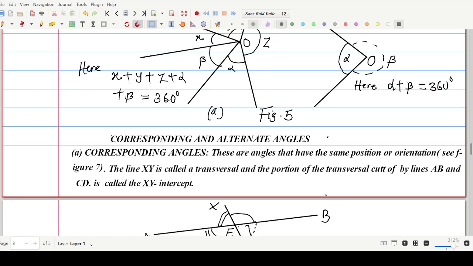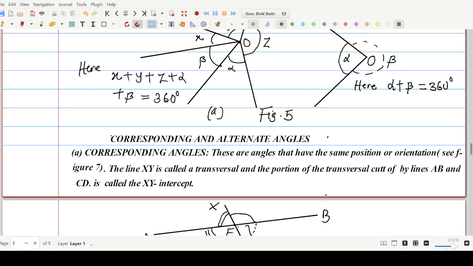The first one is corresponding angles. When we say corresponding angle, what is the meaning of that? I said these are angles that have the same position. So the word corresponding angles is in relation with position, all right? So these are angles that have the same position. So when you hear corresponding angle, what should come into your mind is that they are having the same position. Is that clear?